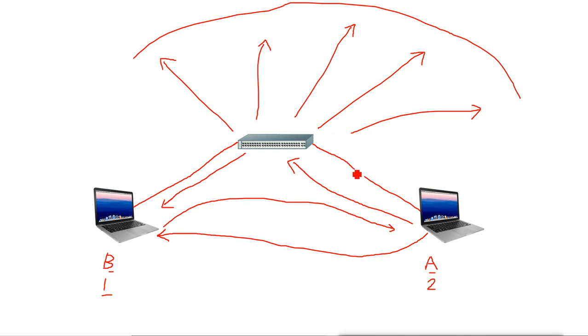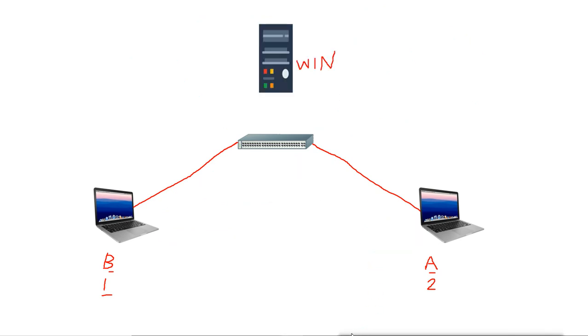Now it uses a broadcast, and broadcasts do slow the network. So Windows did what? Windows introduced the WINS server. Now this WINS server means Windows Internet Naming Server. Now what does this WINS server do? It stores the NetBIOS name.